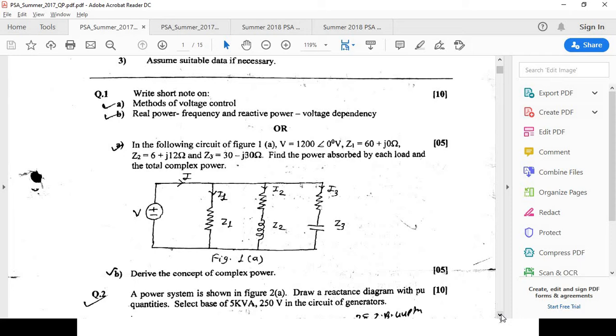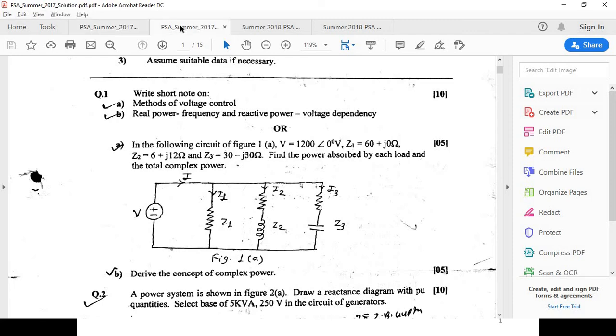What is the question? Find the power absorbed by each load and also the total complex power. That is, we have to calculate the power absorbed by each load, that means power absorbed by load 1, load 2 and load 3 respectively, as well as the total complex power in the circuit.